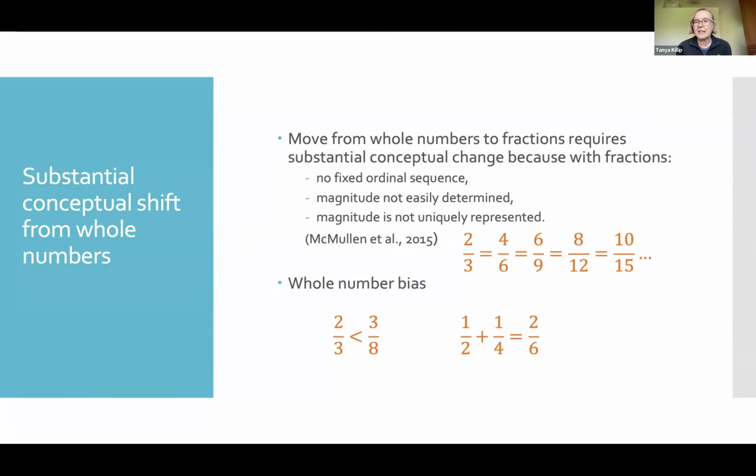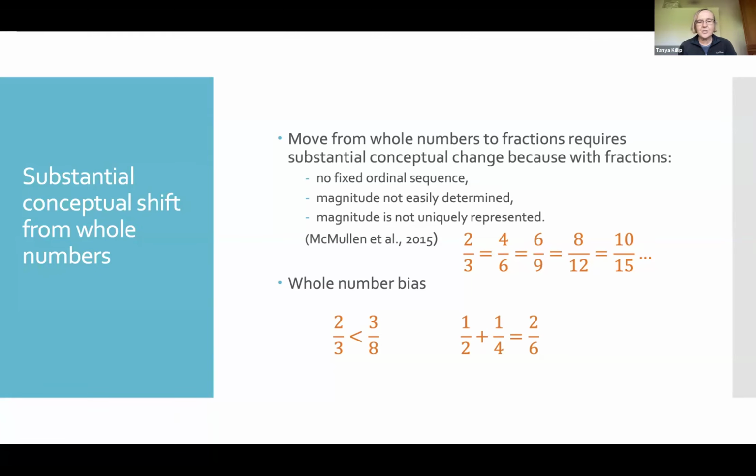And I think sometimes, particularly as a secondary school teacher myself, I tend to forget about these kinds of complications with fractions and how different they are in some ways from whole numbers. So this difficulty in the conceptual shift from whole numbers to fractions results in something that's known as whole number bias, or sometimes it's called natural number bias. And this means that students inappropriately use whole number methods to solve problems involving fractions.